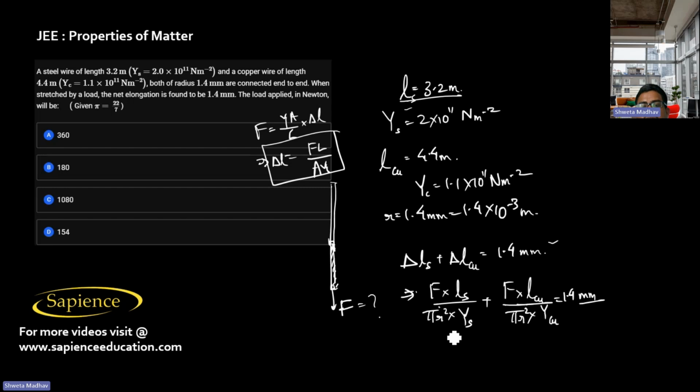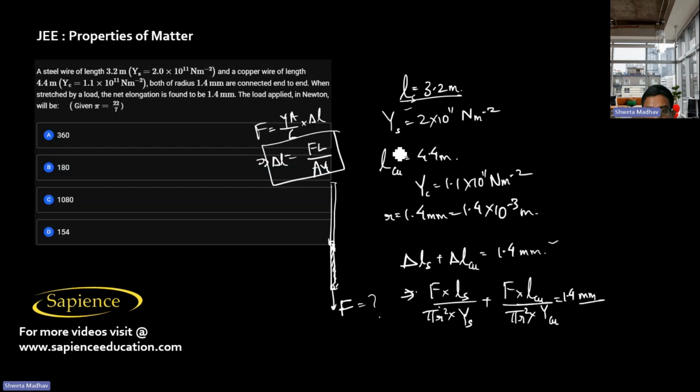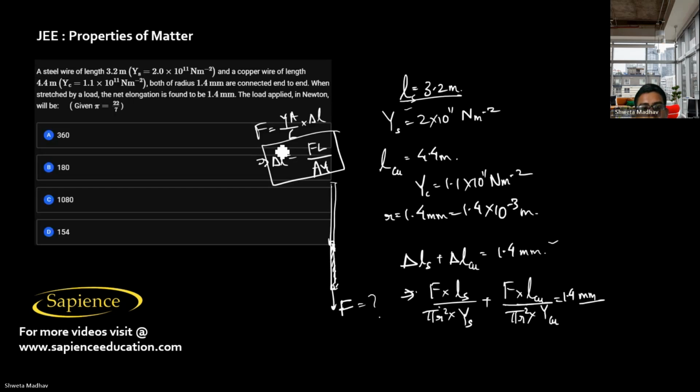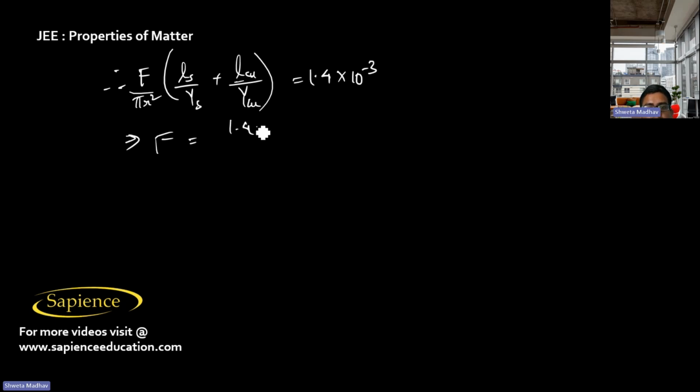Now therefore F by pi r square, that is coming as common. So it is Ls by Ys plus Lcu by Ycu, that is equal to 1.4 millimeter. It means 1.4 into 10 power minus 3 meter. So now therefore I can say the load F will be equal to 1.4 into 10 power minus 3 into pi r square.